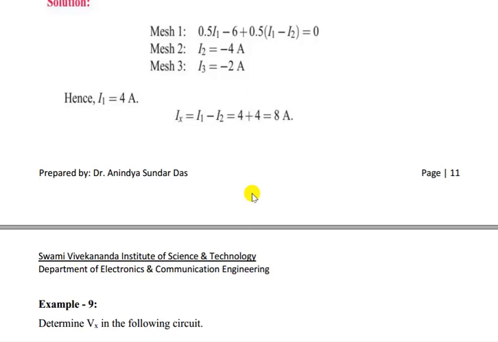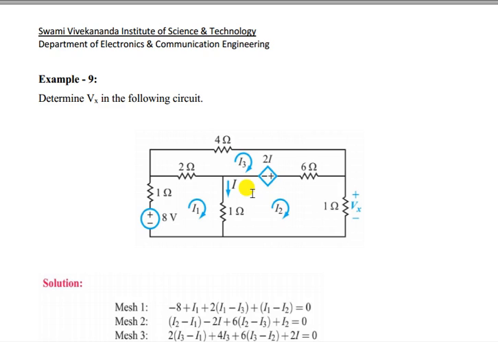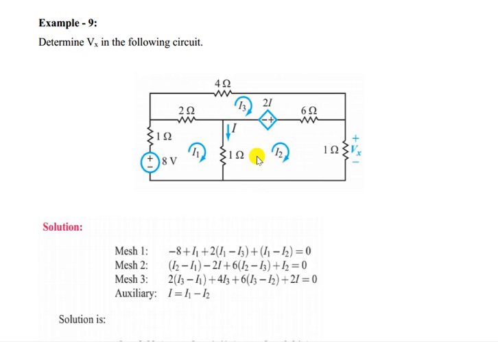Okay, so again, another problem. Here what we can observe is three meshes, okay, and there is a voltage source plus minus, but current controlled 2y. Okay, so for first mesh, it encounters the negative terminal first, so minus 8, then plus 1 into I1 plus 2 into I1 minus I3, then 1 into I1 minus I2.